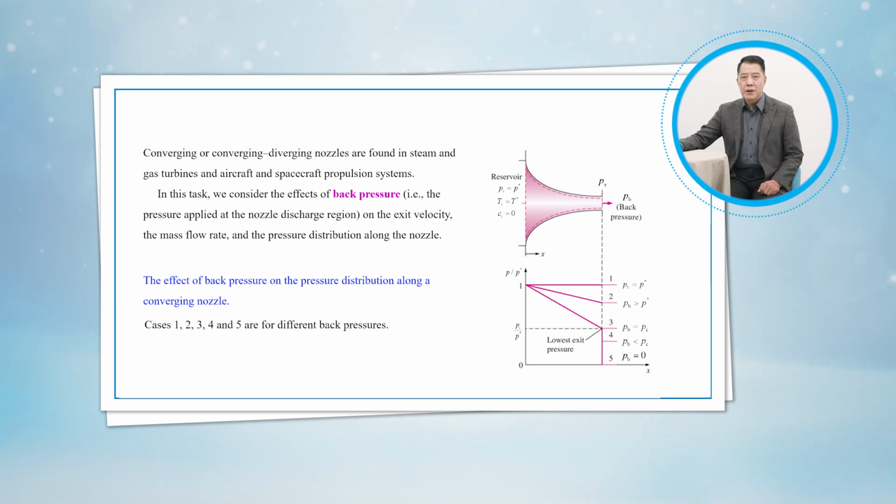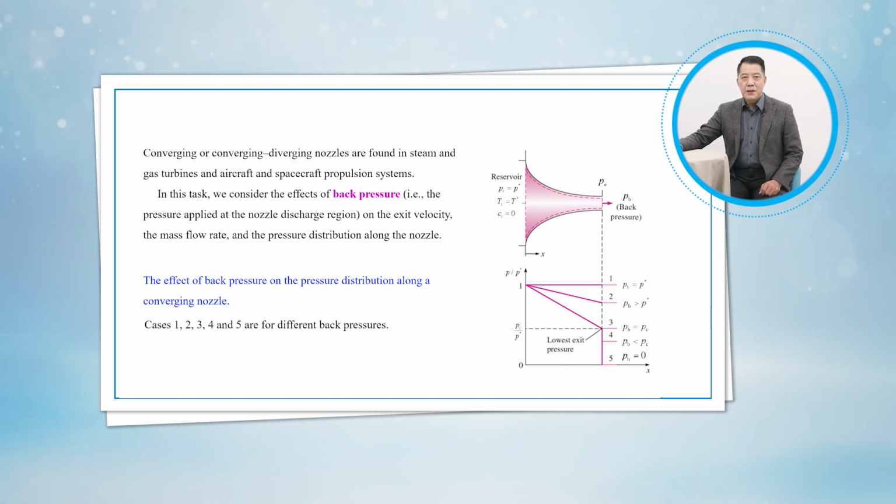If the back pressure PB is equal to P1, which is equal to PR, there is no flow and the pressure distribution is uniform along the nozzle. When the back pressure is reduced to P2, the exit plane pressure PE also drops to P2. This causes the pressure along the nozzle to decrease in the flow direction.